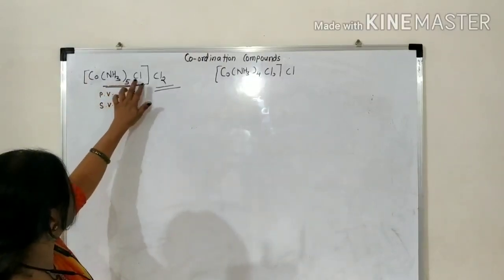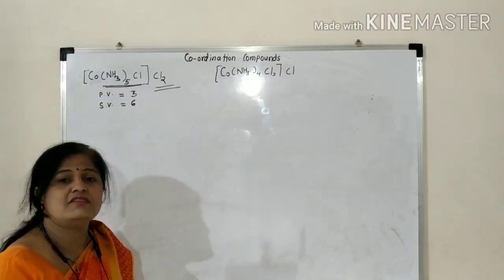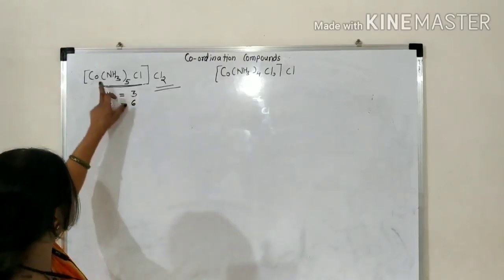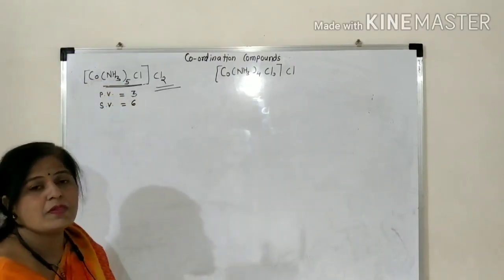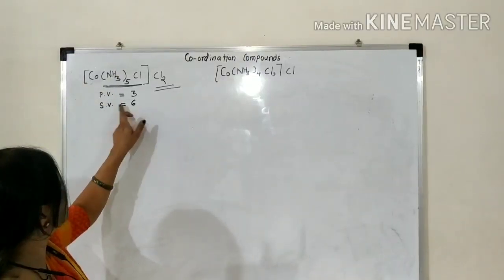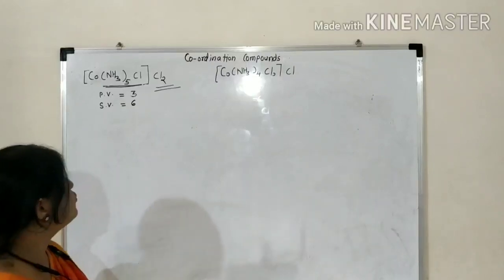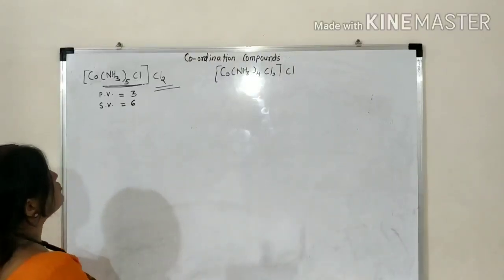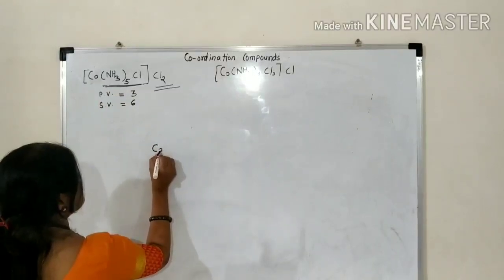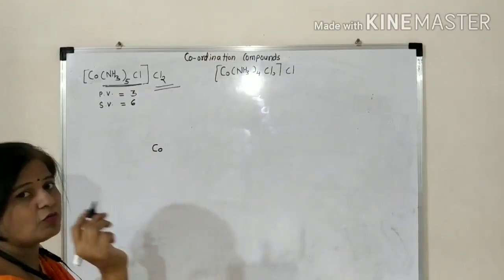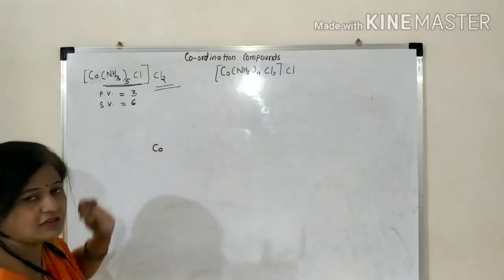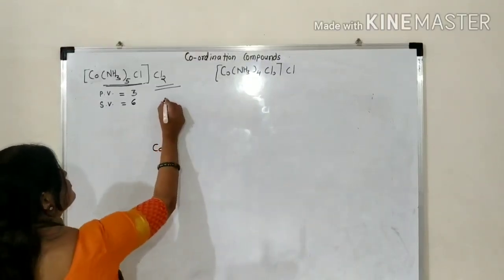There are 6 ligands. How many ligands? 6 ligands. The 6 ligands donate 6 lone pairs of electrons. Therefore, 6 coordinate bonds will form with cobalt. Therefore, the secondary valence is 6. Now we can draw the geometry of this coordination complex. This cobalt is the central metal atom. Therefore, it is at the center of the octahedral complex. Secondary valency is 6, which means the coordination number is also 6.